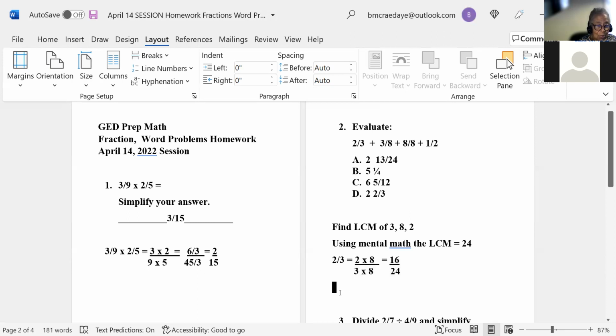Now let's go to 3/8. And you can tell me what that was equal to over 24. What would that be equal to over 24? So use 3.